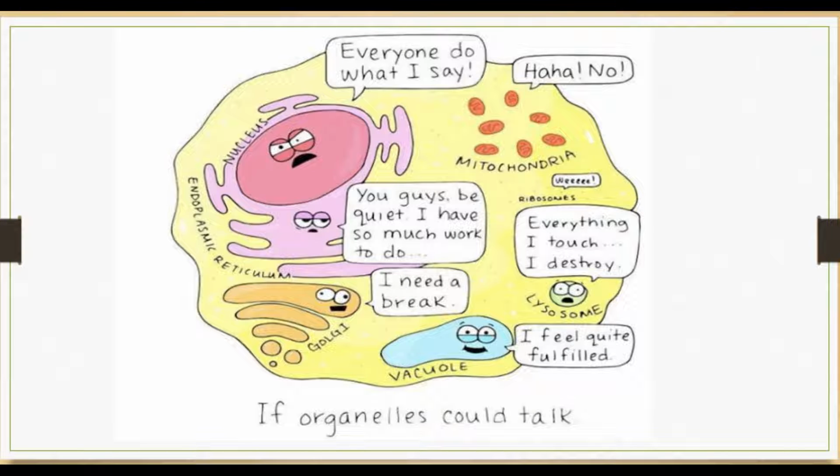Next, you can see a cartoon, right? There's a nucleus, mitochondria, ribosomes, lysosomes, vacuoles, Golgi bodies, etc. The subtitle is, if organelles could talk. If an organelle can talk, what will they say? The nucleus is saying, everyone do what I say. So he is called the brain of the cell. What does mitochondria say? Mitochondria is saying, haha, no. Ribosome is saying, he he. He's smiling. I don't know why he's smiling.